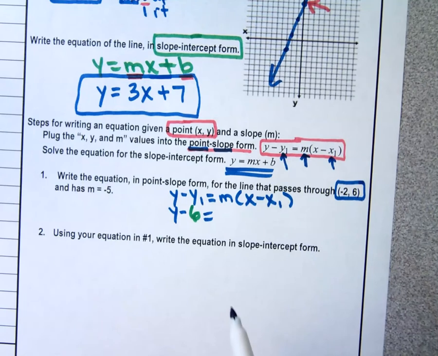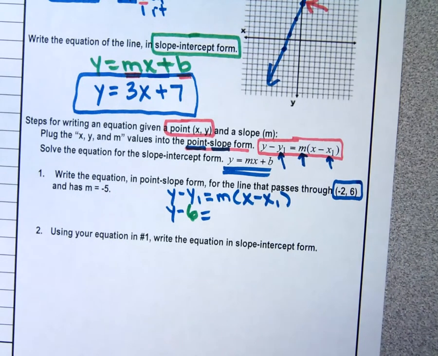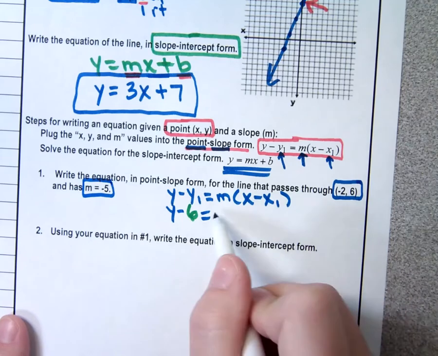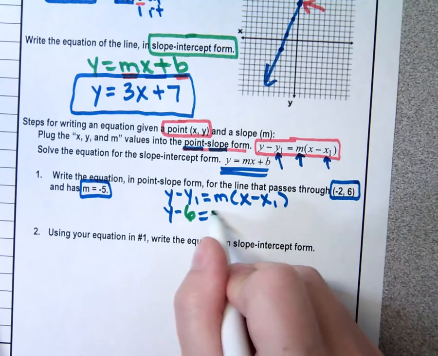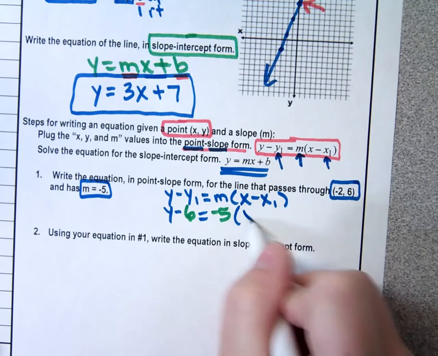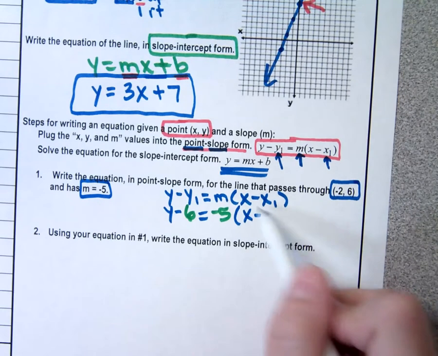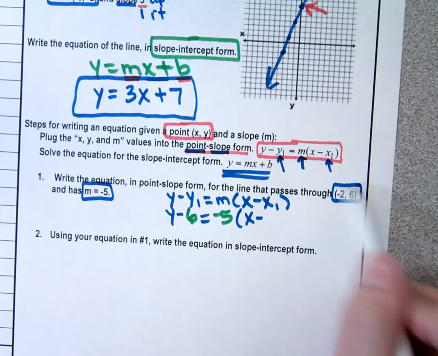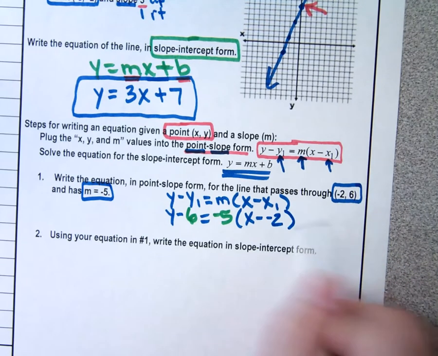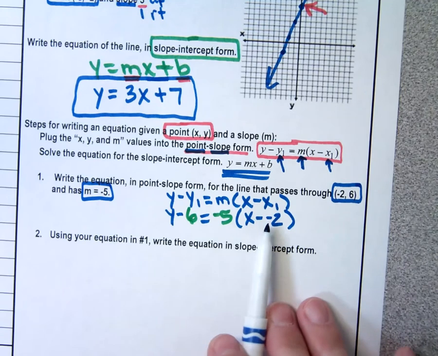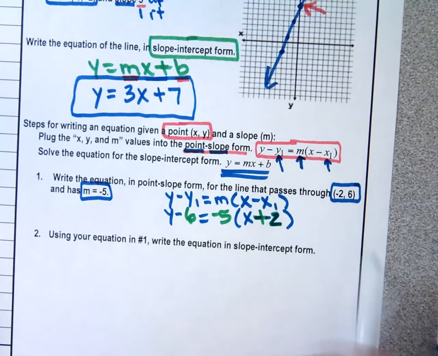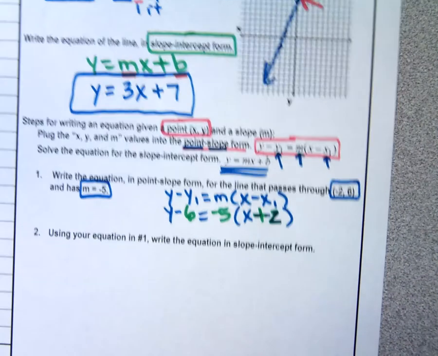M's the slope. And what did the problem say the slope was? The slope is -5. So I'm going to put -5 where the m is. Then I recopy my parentheses, and I'm going to write x minus. And now it wants the x-coordinate. And which of these is the x-coordinate? The -2, so I write -2. And what do we know about our minus, our negative? It makes a gigantic plus. Okay, and now we have point-slope form.